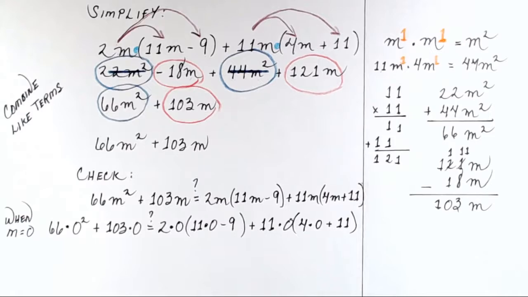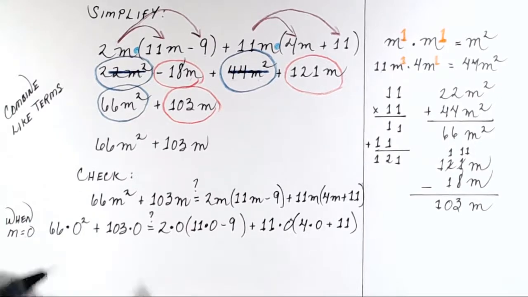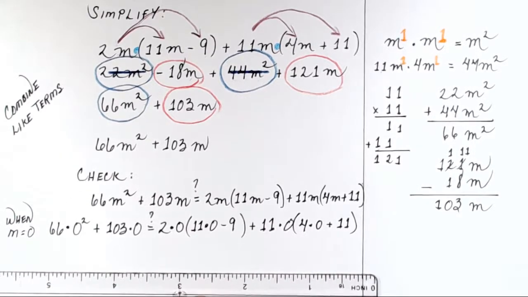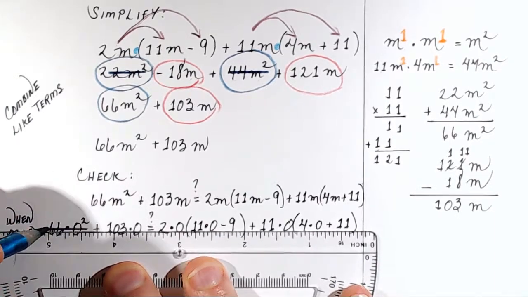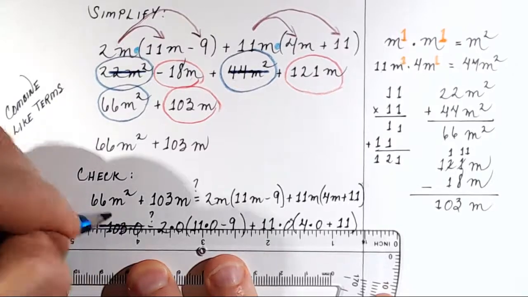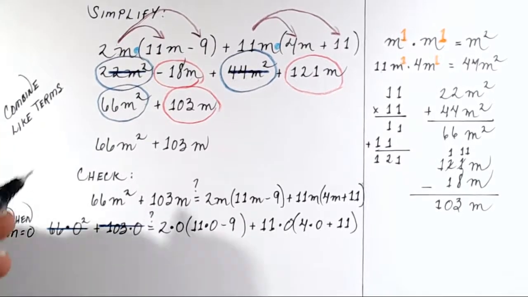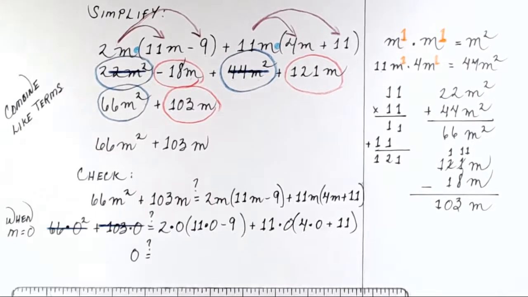Okay? So let's just kind of work it out. 66 times 0 squared, 0 squared is just 0, so 66 times 0 is just 0. And 103 times 0, that's just 0. So the whole left side of the equation we just set up is 0. So now we want to know, does all this stuff become 0?